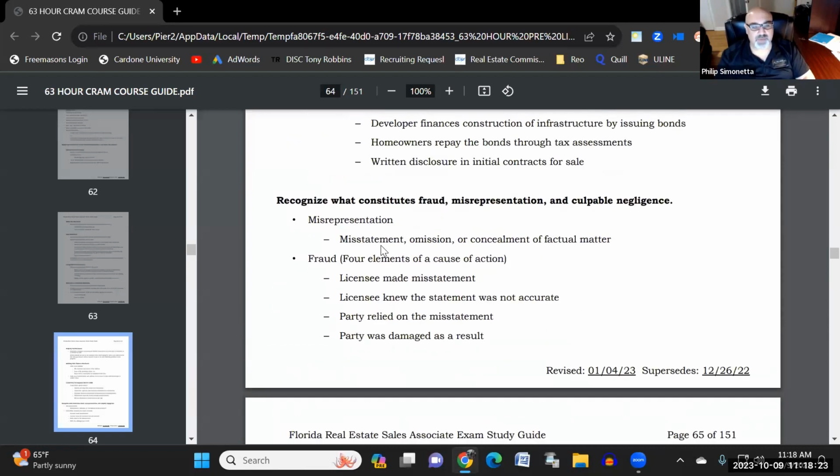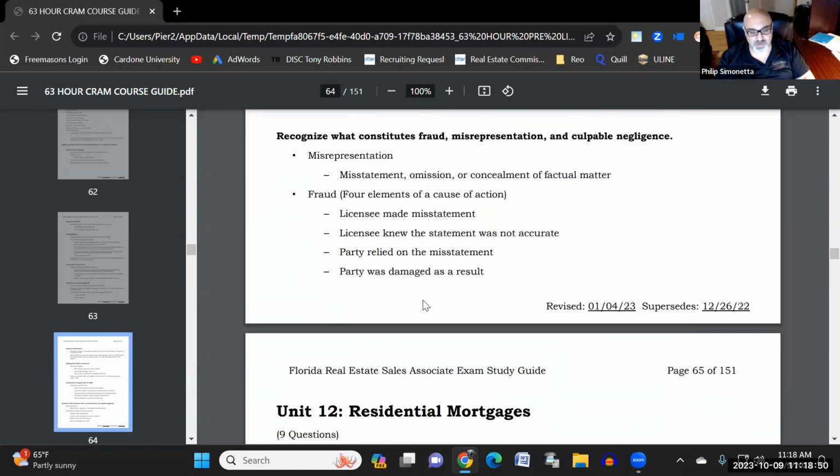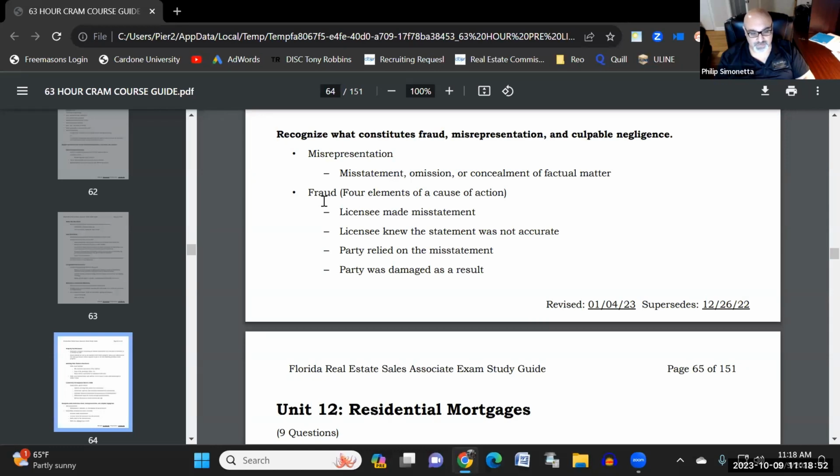Okay, you have to recognize what constitutes fraud, misrepresentation, and culpable negligence. So misrepresentation is a misstatement, omission, or concealment of a factual matter. So you're misrepresenting it. Fraud has the 4 elements of cause of action, which we talked about prior. The licensee made a misstatement. The licensee knew the misstatement was not accurate. The party relied on the misstatement, and the party was damaged as a result. If those 4 elements are there, that constitutes fraud.